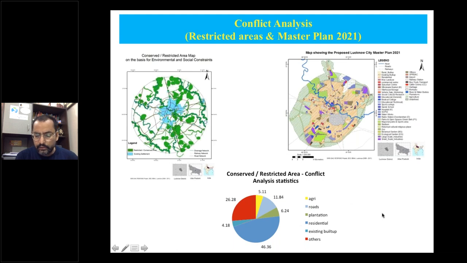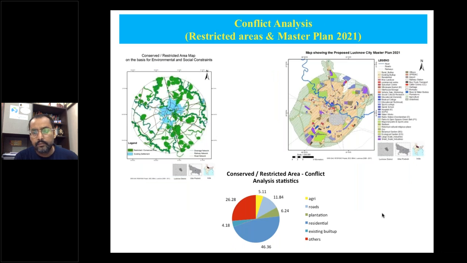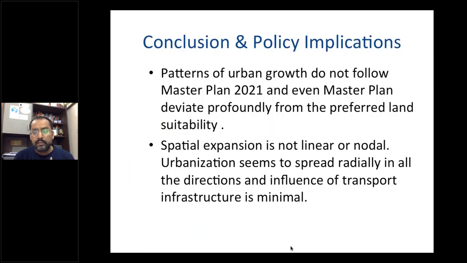And these are all the areas that I showed you before. Those are not in unity with the master plan of the Lucknow Development Authority or the UP Housing Development Board. So these are all conflict analysis, showing how the future urban extension is not respecting the carrying capacity of the city. Now the conclusions and policy implications of this work. Basically, if you look into the master plans, they deviate too much from the preferred land suitability. If you do all kinds of analysis, they deviate a lot. And the extension of the land use is not linear or nodal.